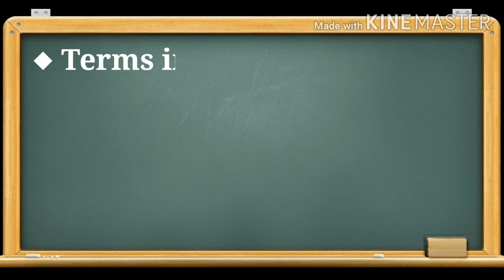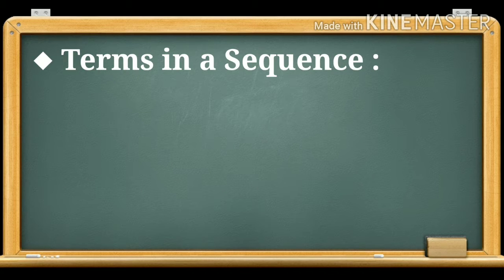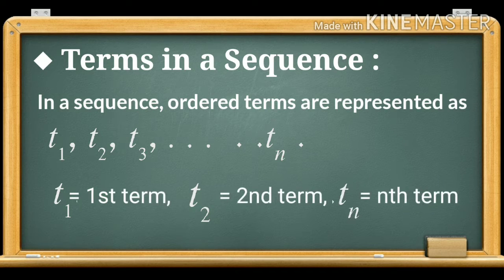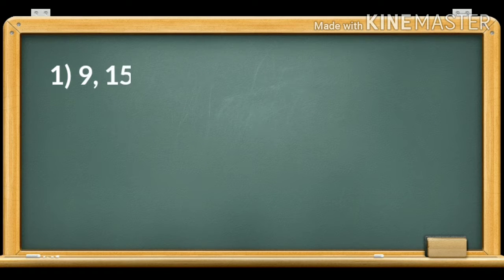Next point is terms in a sequence. In a sequence, ordered terms are represented as T1, T2, T3 and so on, Tn. Here T1 means first term, T2 means second term and so on, Tn means nth term. In general, a sequence is written as {Tn} in curly brackets. Here some sequences are given.